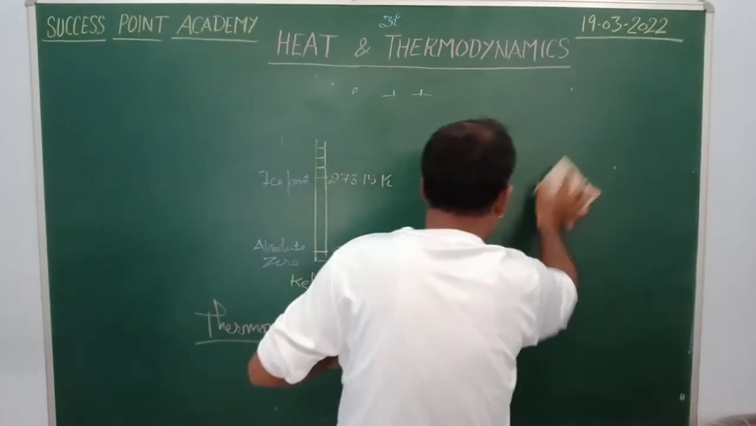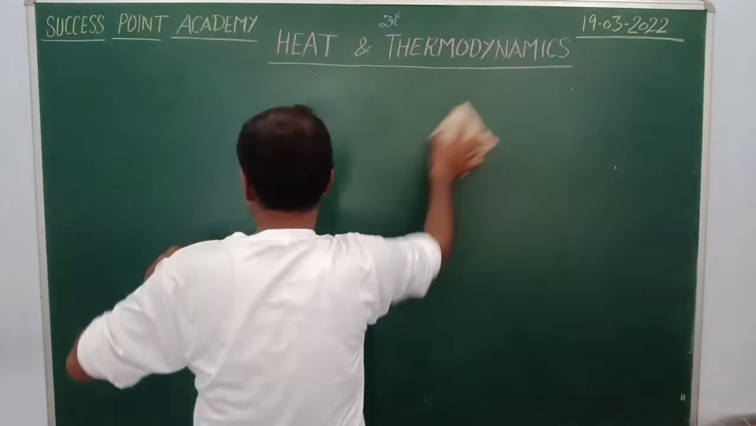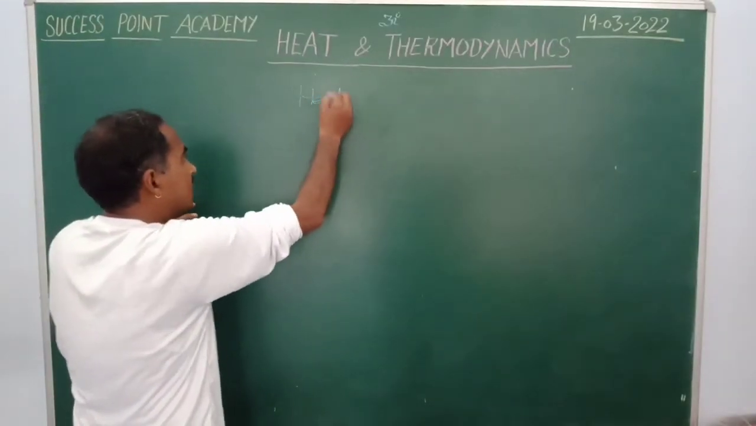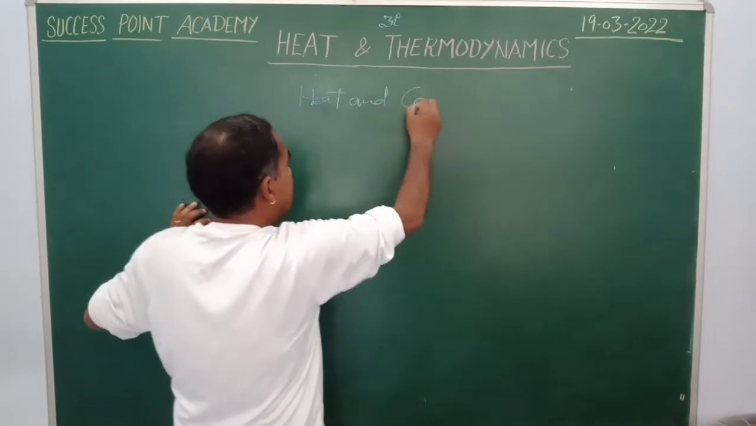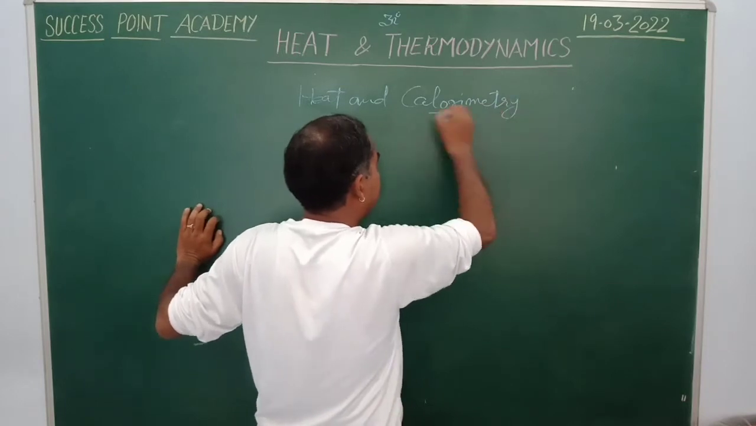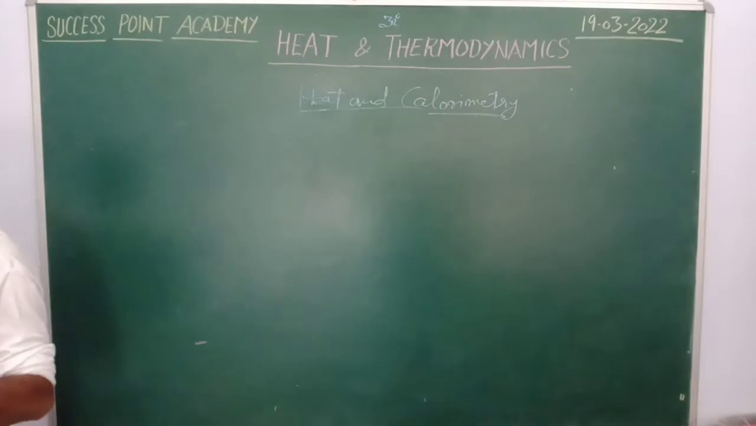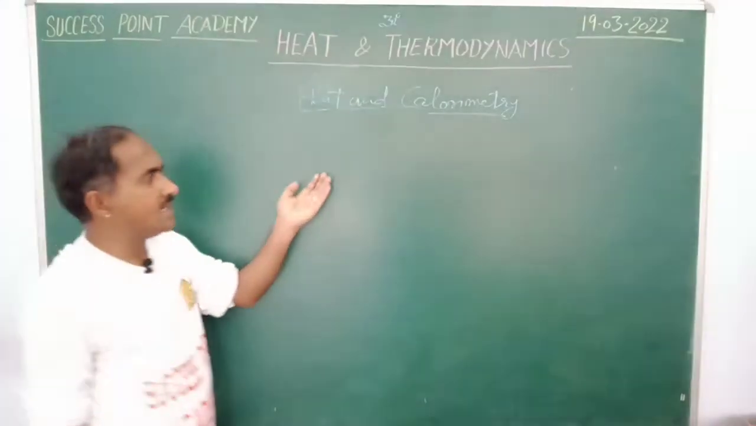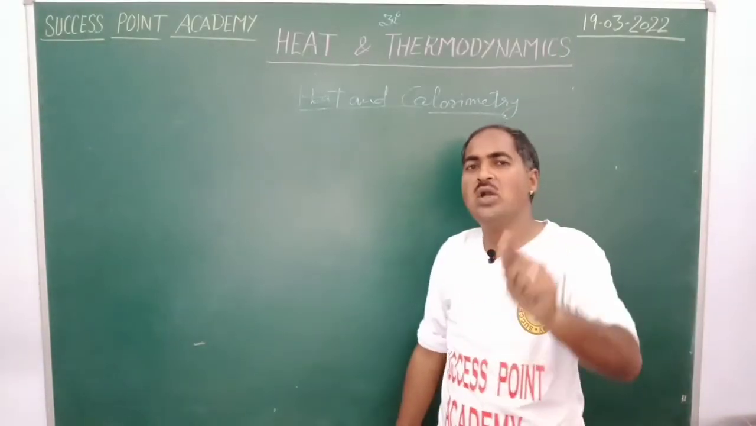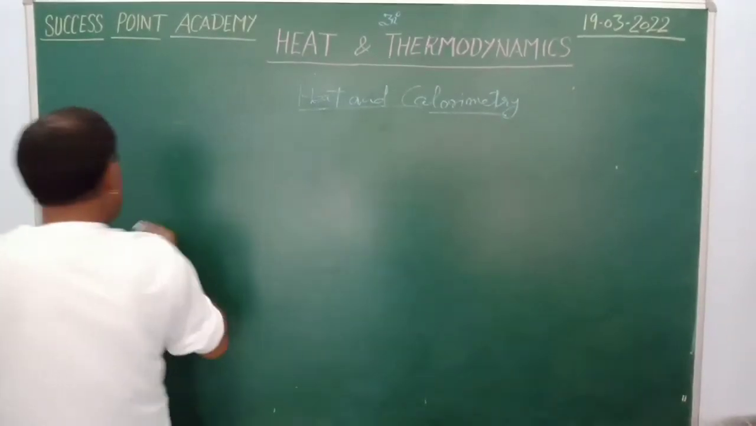So let us start with that. Heat and calorimetry. In this we will discuss the principle of calorimetry. So when two systems are at different temperatures, then only heat flow will take place. Remember this.